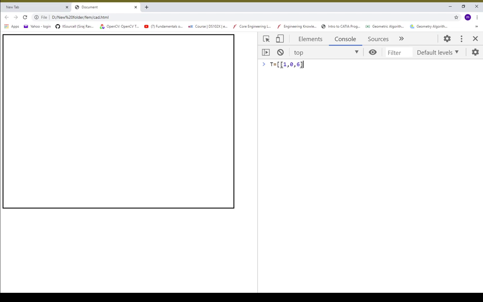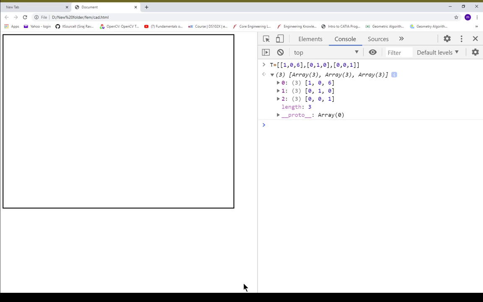Okay, then comma 0 1 comma 0, again comma 0 comma 0 comma 1. So this was my translation matrix. Okay, so I could just see. Okay, so I got this as a translation matrix, this one, which I am getting here.